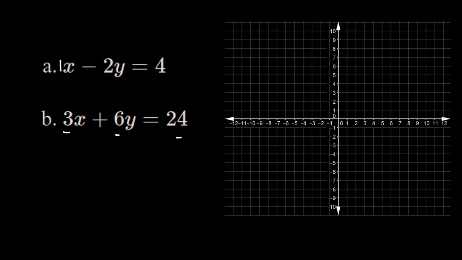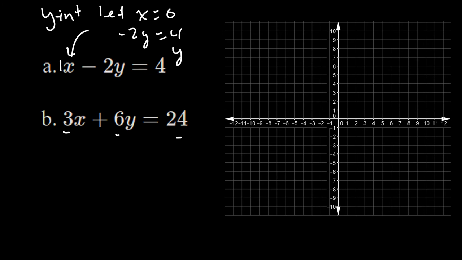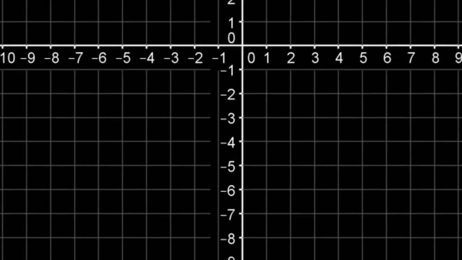First, to find my y-intercept, I'm going to let x be 0. If I let x be 0, this term becomes 0, and the equation becomes negative 2y is 4. Therefore, if I divide both sides by negative 2, y is negative 2. So I've got this point at (0, -2). (0, -2) is my y-intercept.